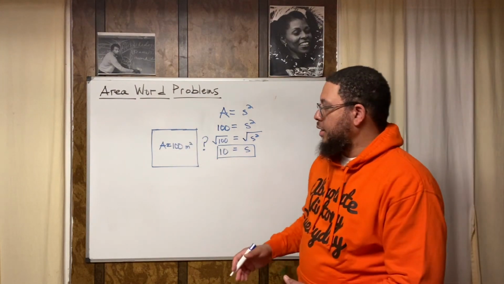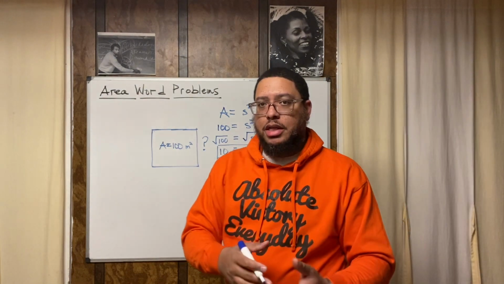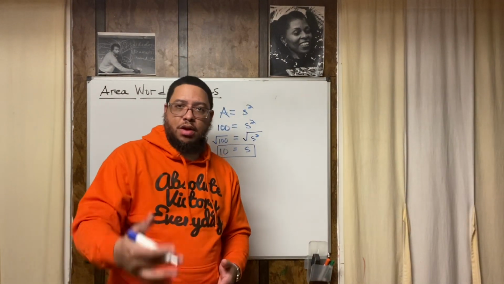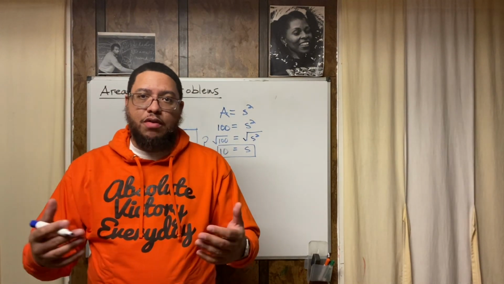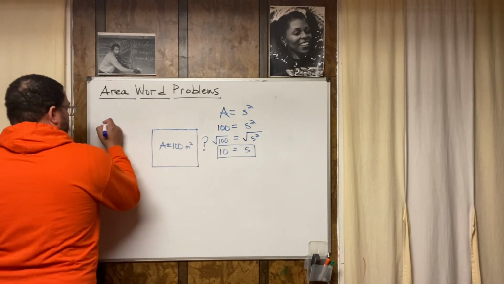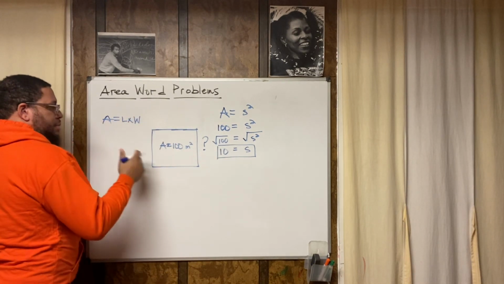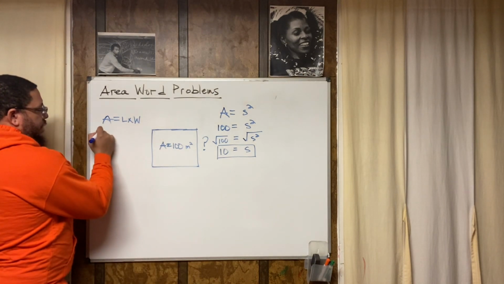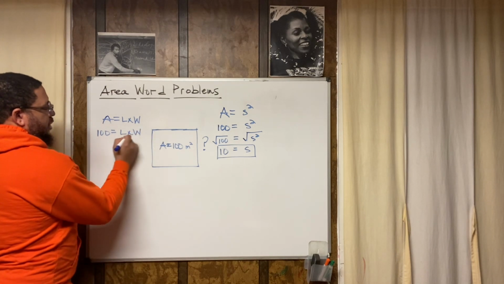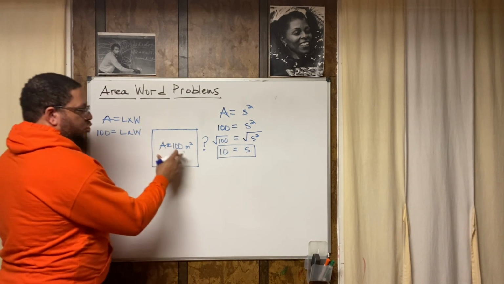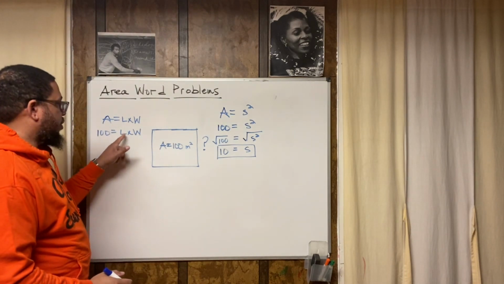Now, another way to look at it is, since we know that a square is a type of rectangle, that means the formula for the area of a rectangle will also work in order to find the area of a square. So we could also say that area equals length times width. In this situation, we know the area is 100. We don't know the length or width, but we know that these are the same number, because in a square, all the sides are the same. So the length and the width are the same.